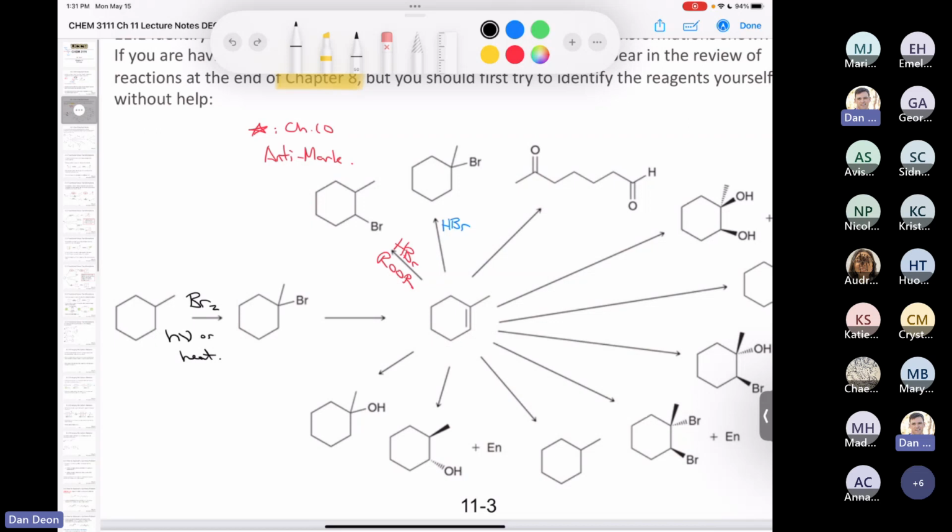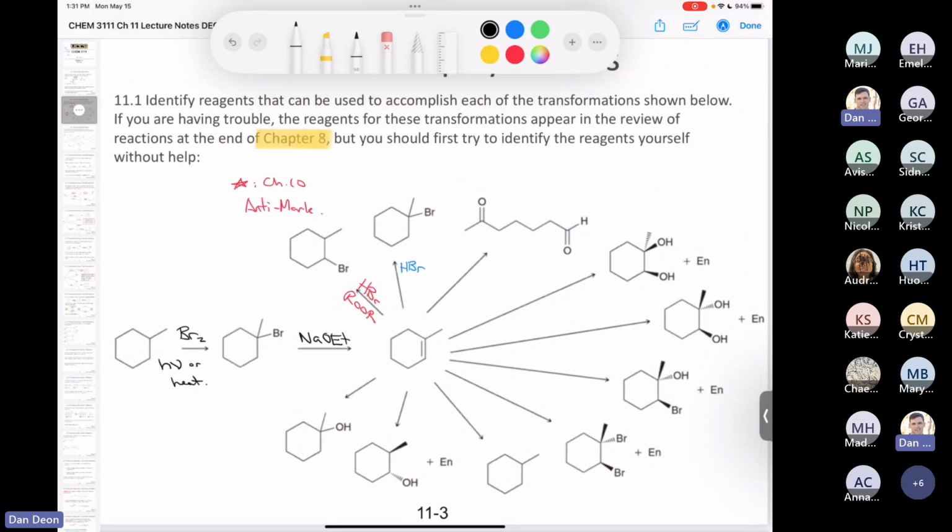Okay. And so if we want to make the Zaitsev product, we're going to use an unhindered base like sodium methoxide. So we'll pencil that in here. If you did this one before you came to class today, and if you wrote sodium methoxide, that's totally fine. There's nothing wrong with that. Let's try something else here. Let's try something really crazy.